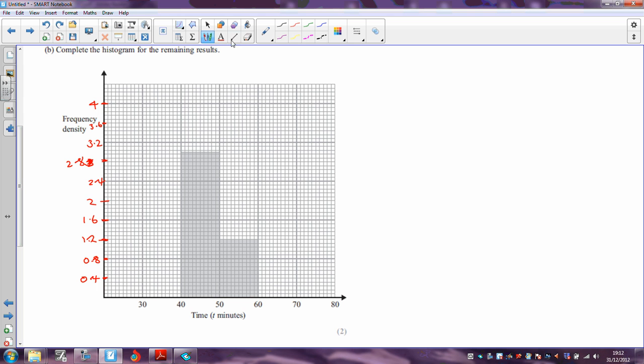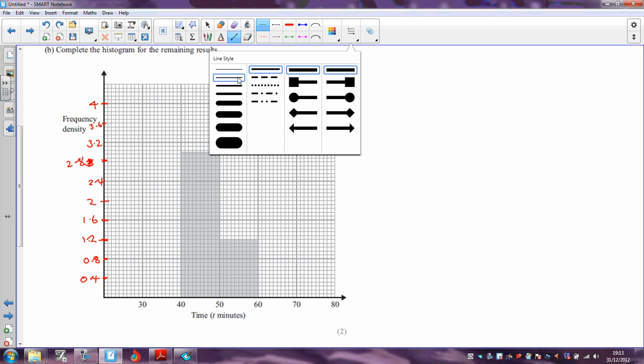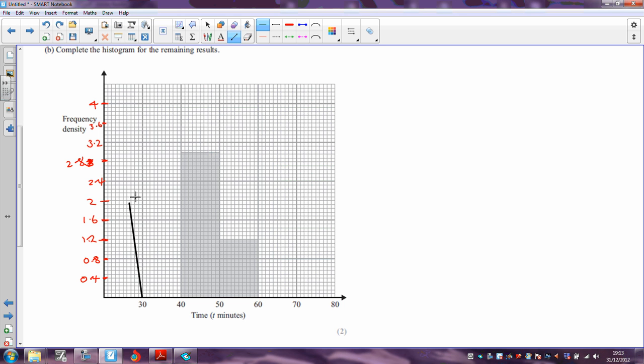And I'd better use straight lines to make it a bit clearer here. So for that first group here, let's use a slightly narrower line, that's fine. Okay, so for the 30 to 35 group, the frequency density is 2.4. So I can do a rectangle that goes like that.